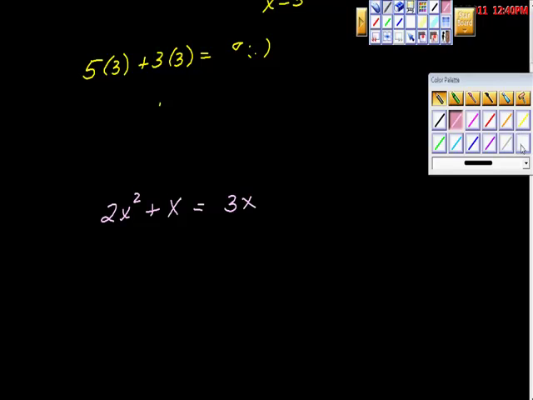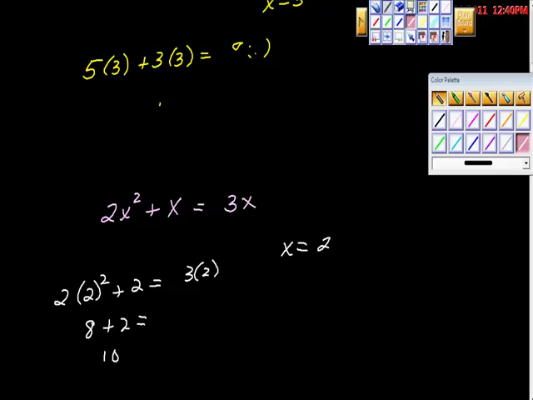I'm going to pick a value. Let x equal 2. So we have 2 times 2 squared plus 2 is equal to 3 times 2. And square this, we have 2 squared is 4. 2 times 4 is 8. Plus 2 is equal to 10. 10 equals 6? Hopefully you get the point here. We can't add these because they're the same variable, x, but they have different exponential values, so you can't add them.